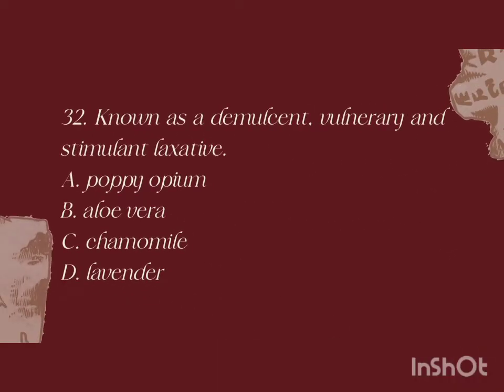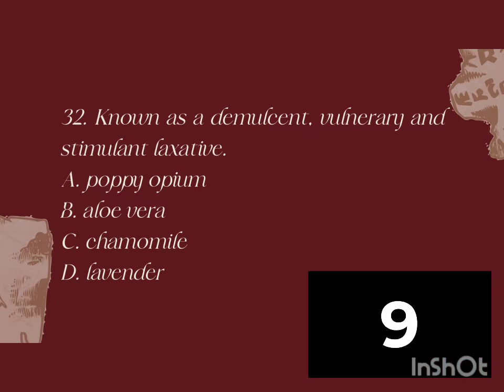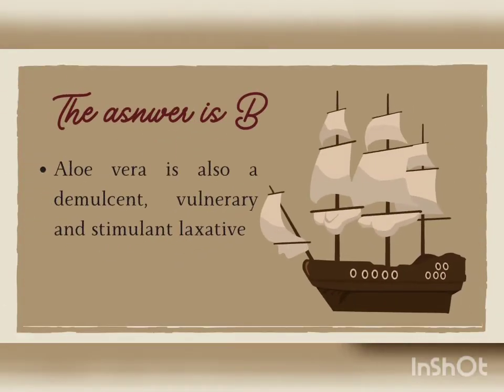Number 32. Known as a demulcent, vulnerary, and stimulant laxative. A. Poppy opium. B. Aloe vera. C. Chamomile. D. Lavender. The answer is B. Aloe vera is also a demulcent, vulnerary, and stimulant laxative.